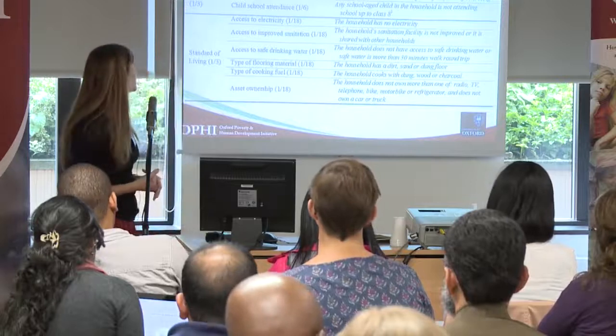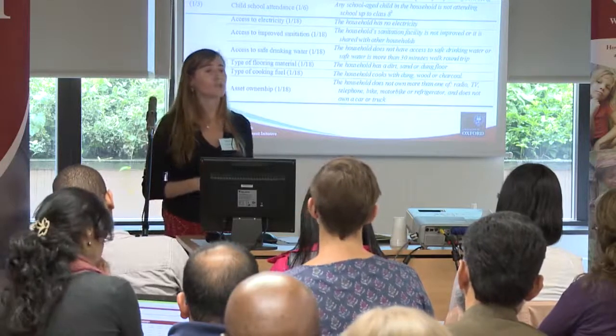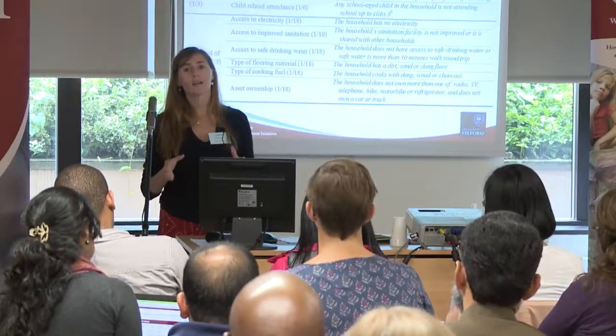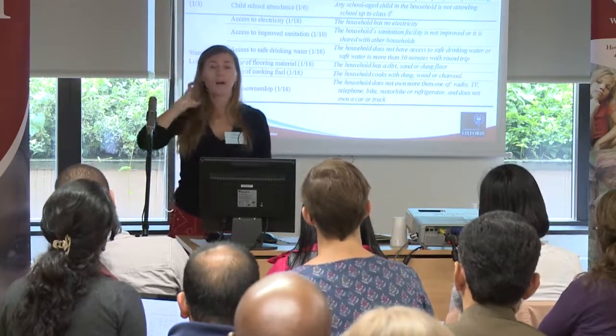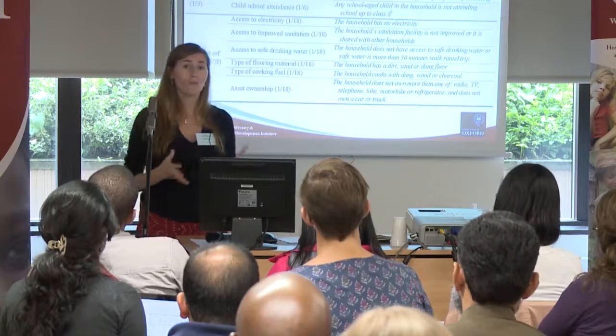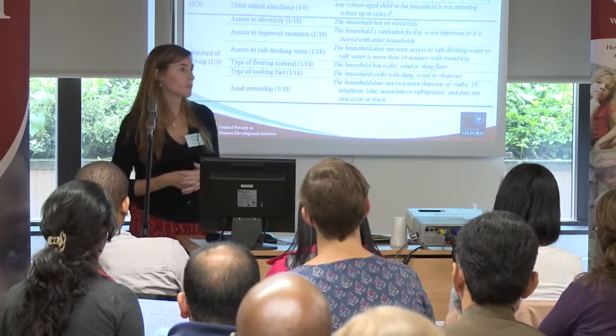in the global MPI. The second indicator is child mortality. That's the second health indicator that we have in the global MPI. In this case, an individual is considered to be deprived in child mortality if at least one child has died in the household. So basically, if the household has suffered the death of one of the children, every member of the household is considered to be deprived in child mortality.